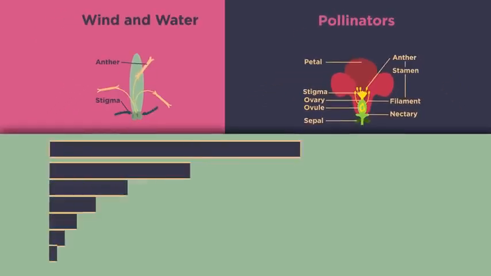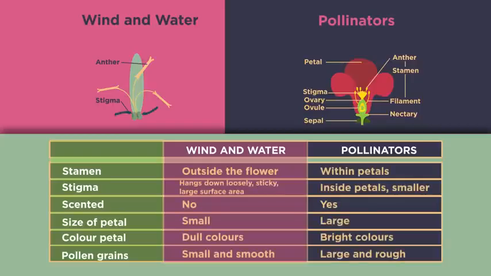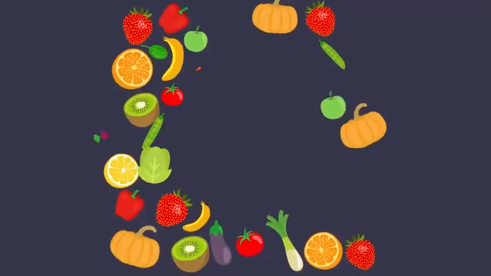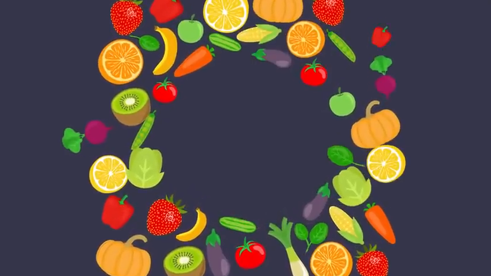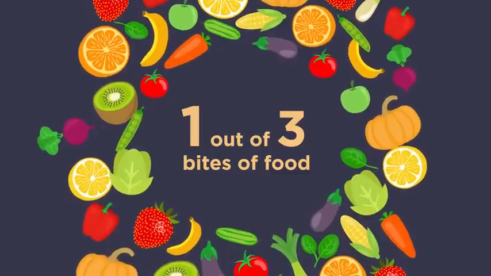Here are some key differences. Why do you think they are different? Did you know that pollinators are very important to our food supply? They pollinate plants that are responsible for bringing us 1 out of every 3 bites of food.